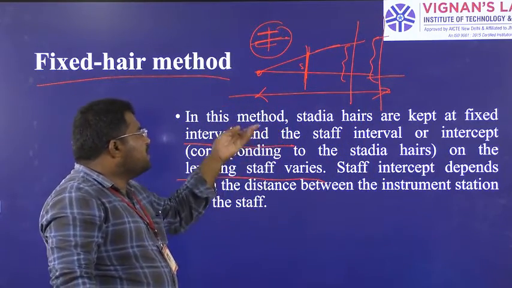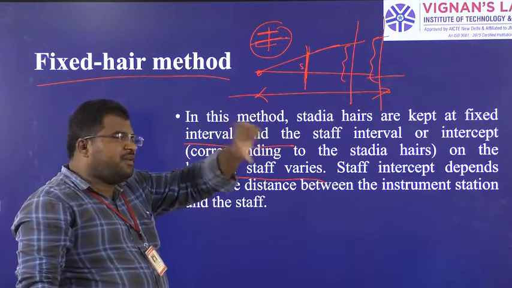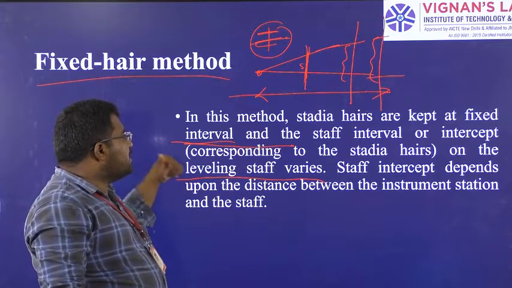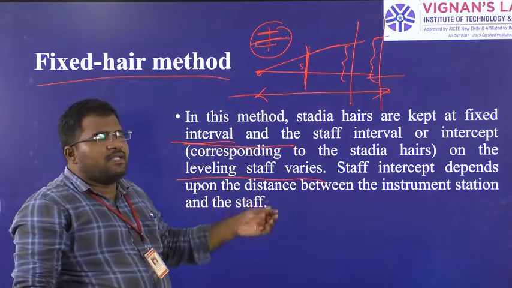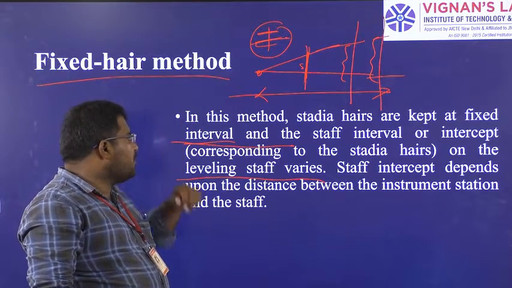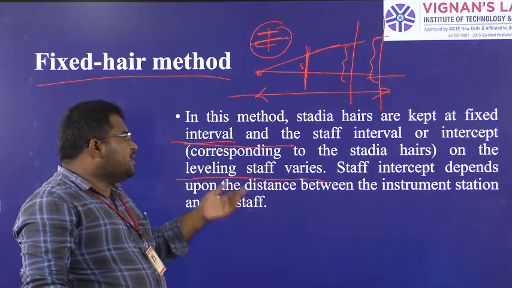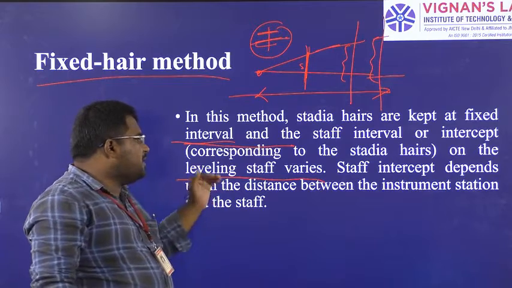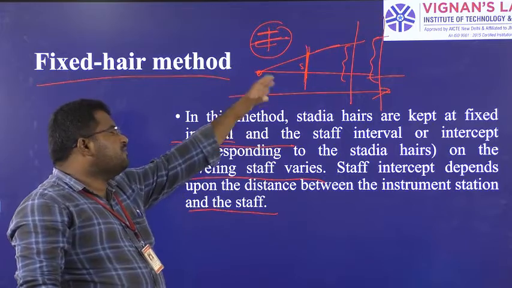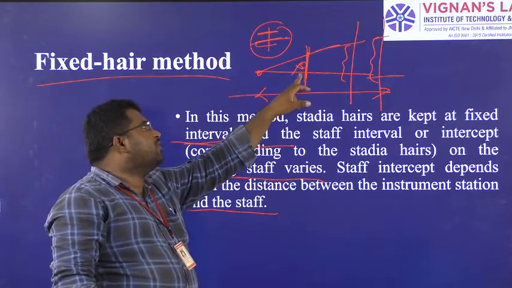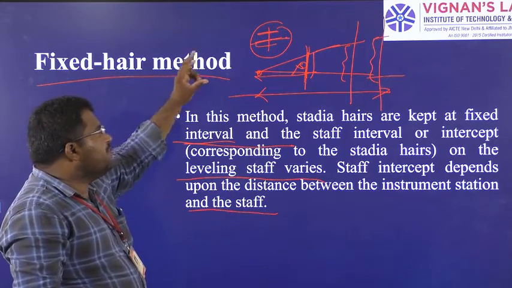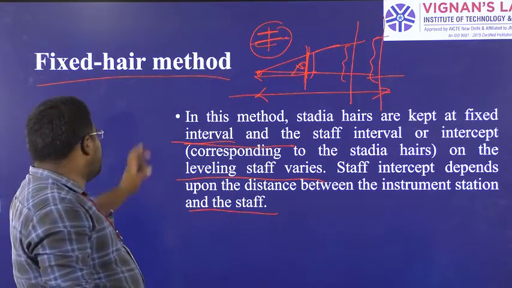So in this method, the stadia hairs are kept fixed at an interval, and the staff intercept on the leveling staff varies. Whatever intercept is there on the staff, it is going to vary. The staff intercept depends upon the distance between the instrument station and the staff. On the basis of this staff intercept, we are going to know the vertical height as well as the horizontal distance. If the hairs are fixed, that is called the fixed hair method.